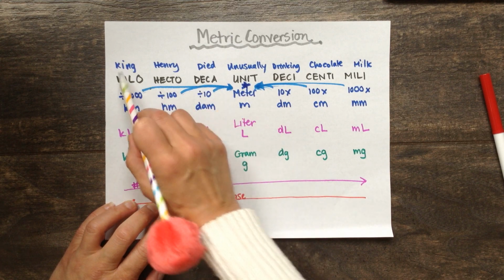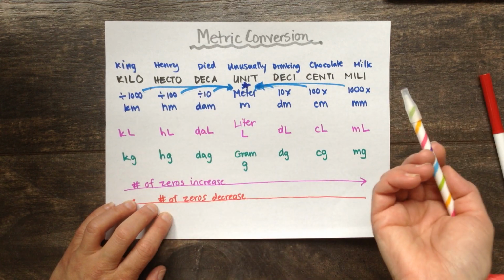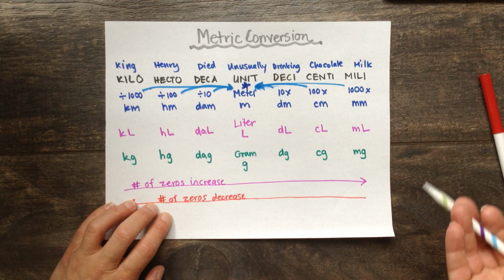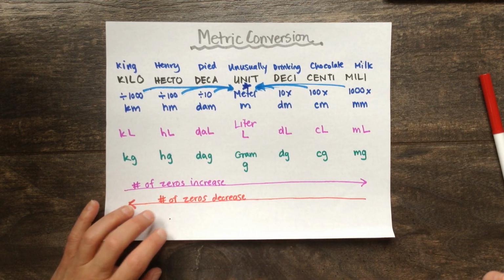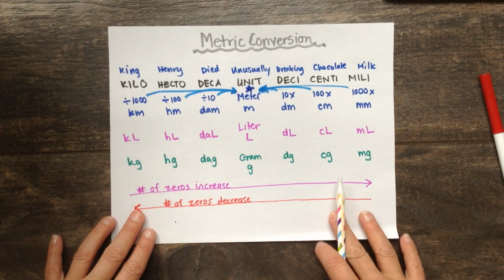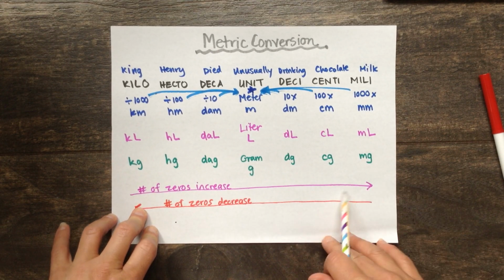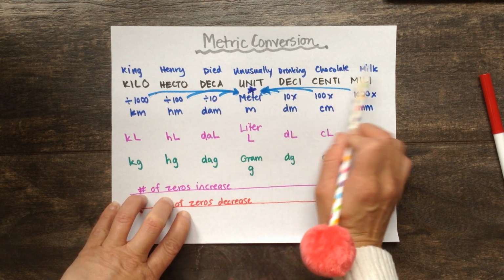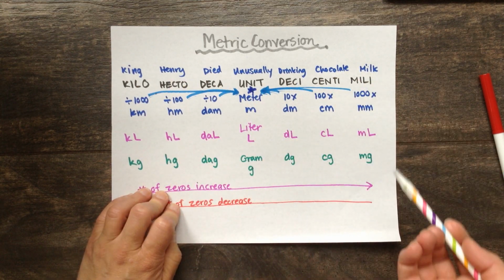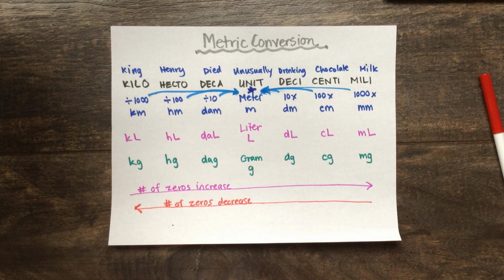Now notice my acronym. Remember, an acronym is just a way for us to remember the order of words or prefixes or anything that you need to remember. It's always good to create an acronym. So as silly as it sounds, King Henry died and usually drinking chocolate milk, it is something that we remember, and that's what helps us to know what comes next in our order of prefixes in this case.